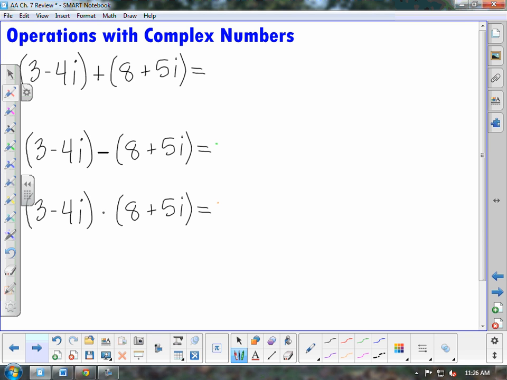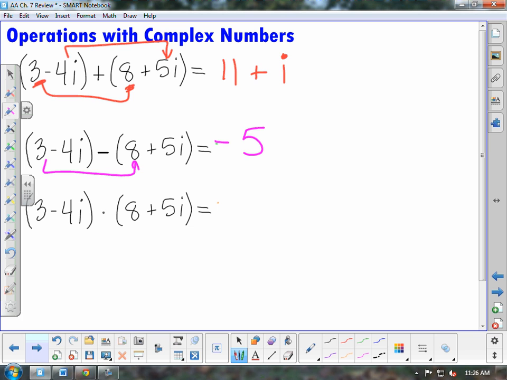Finally, adding, subtracting, and multiplying complex numbers. For this part, when you're adding or subtracting, you just combine like things. So here 3 and negative 8 is negative... 11, and negative 4 and a positive 5 is a plus 1i. For subtracting, 3 minus 8 is negative 5, and negative 4 minus 5i is negative 9i.